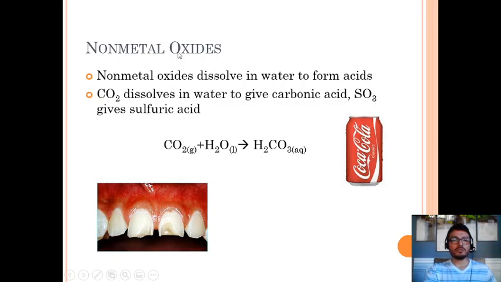Non-metal oxides. Just as the name implies, non-metals in their oxide form will behave a certain way. It helps me remember that non-metal oxides dissolve in water to form acids by remembering that. Now, I'm not just picking on Coca-Cola here.